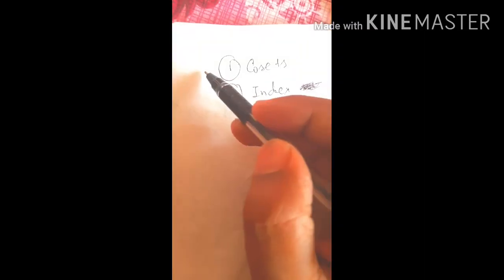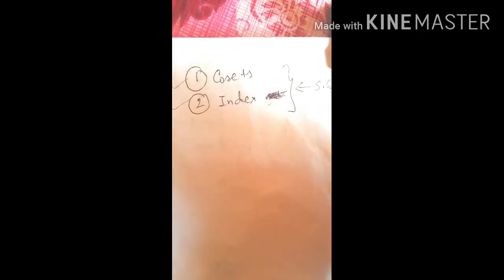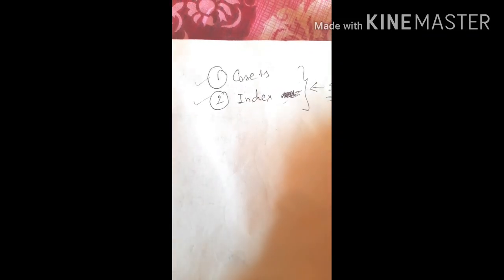This topic is helpful for honors and pass students of mathematics in college. Cosets and index is part of subgroup. So to know these two topics, we must have a clear idea about subgroup first. Now, what is a coset?